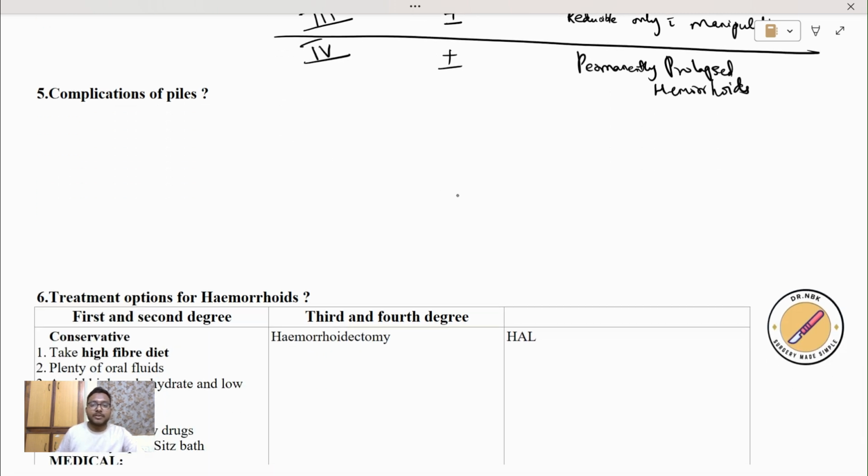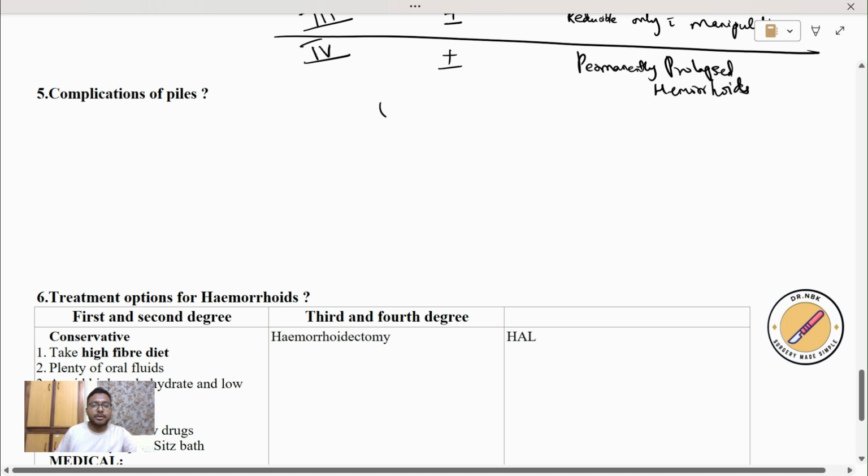You need to understand that whenever there is a huge mass per rectum sitting there, what are the anticipated complications you can expect? What are all the things that can happen? One, it can undergo strangulation. Then it can undergo thrombosis. It is a venous channel, so the blood can get clotted and it can get thrombosed. Then the apical part of the hemorrhoid can get ulcerated, or it can even undergo gangrene.